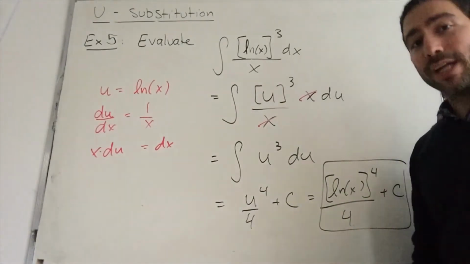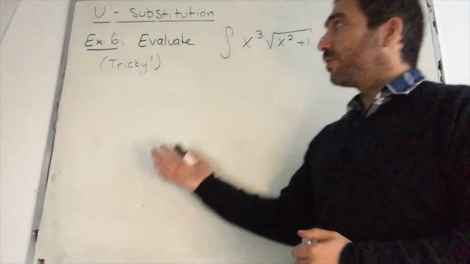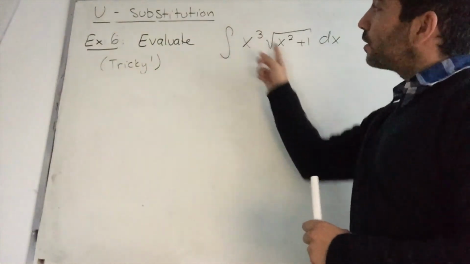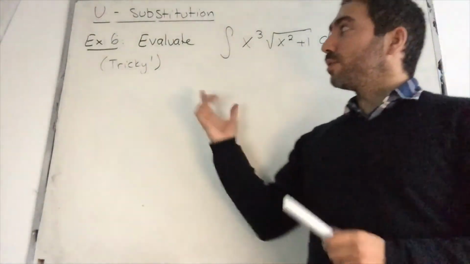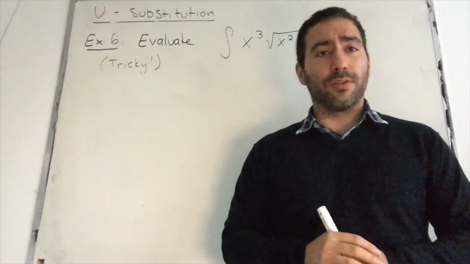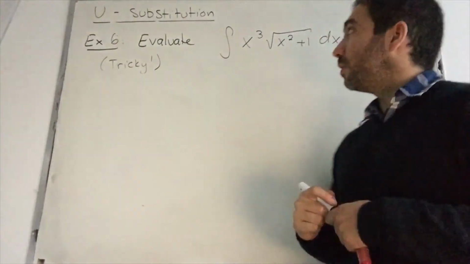So let's go ahead and keep practicing. In example 6 over here, it says to evaluate the integral of x cubed times the square root of x squared plus 1 dx. So this one's very tricky. Give it a shot, pause the video, and see if you're able to solve it on your own.